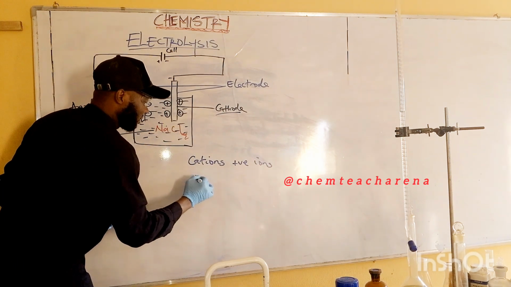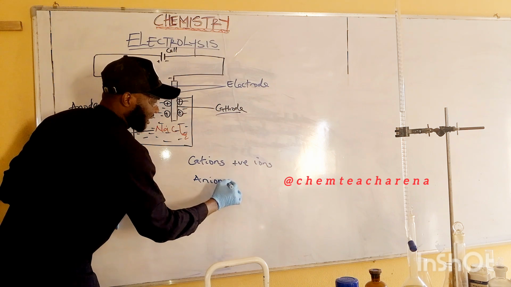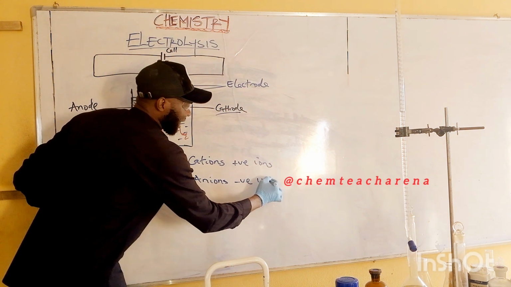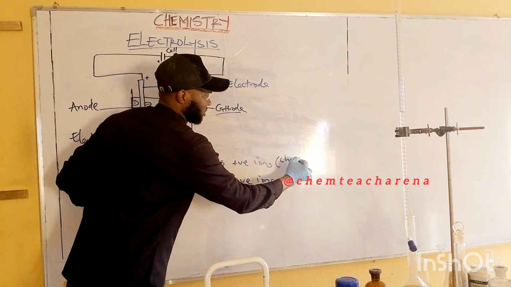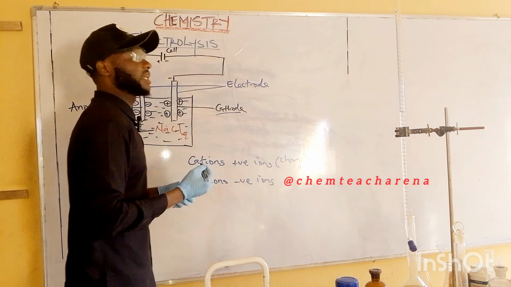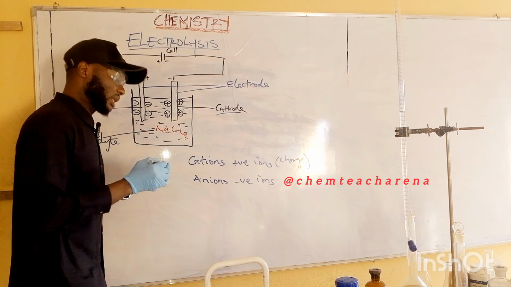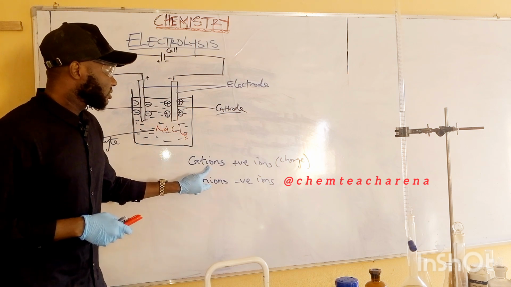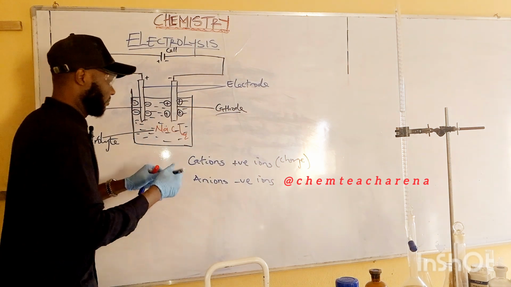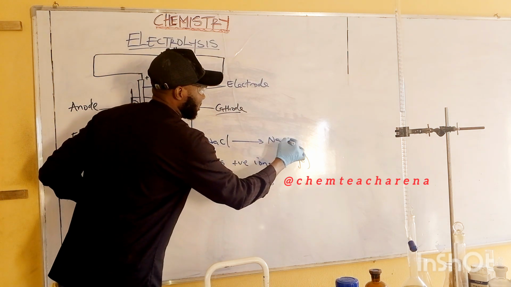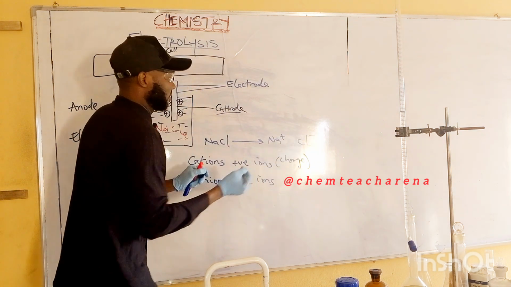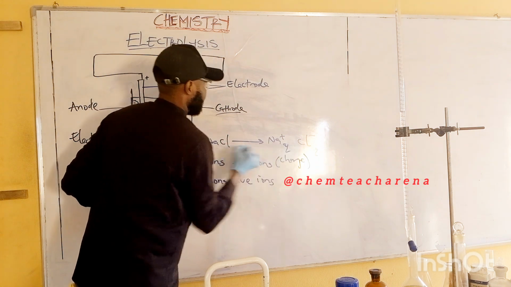Then we now have the anions. Anions are the negative ions or charges. Let me still use that word, charge. Positive charges and negative charges. Now, cations, okay, let me proceed with this. We have NaCl, which gives you Na plus, Cl minus, aqueous.